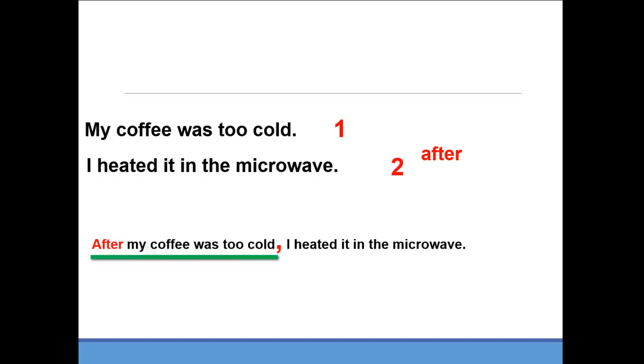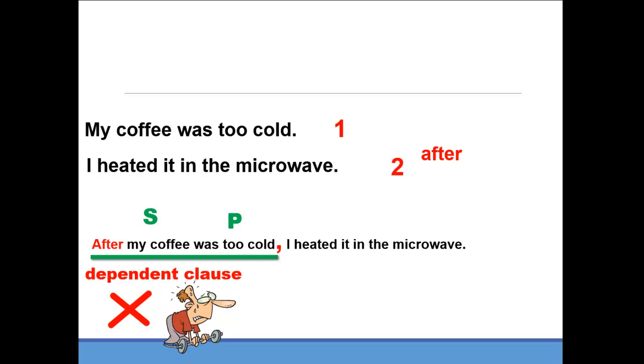Let's check the first part. My coffee is the subject. Was too cold is the predicate. Can I use this part of the sentence alone? After my coffee was too cold. What happened after my coffee was too cold? I don't know. So, no, this part of the sentence cannot be used alone. So, it is a dependent clause. The dependent clause, what does it begin with? It begins with the subordinating conjunction.